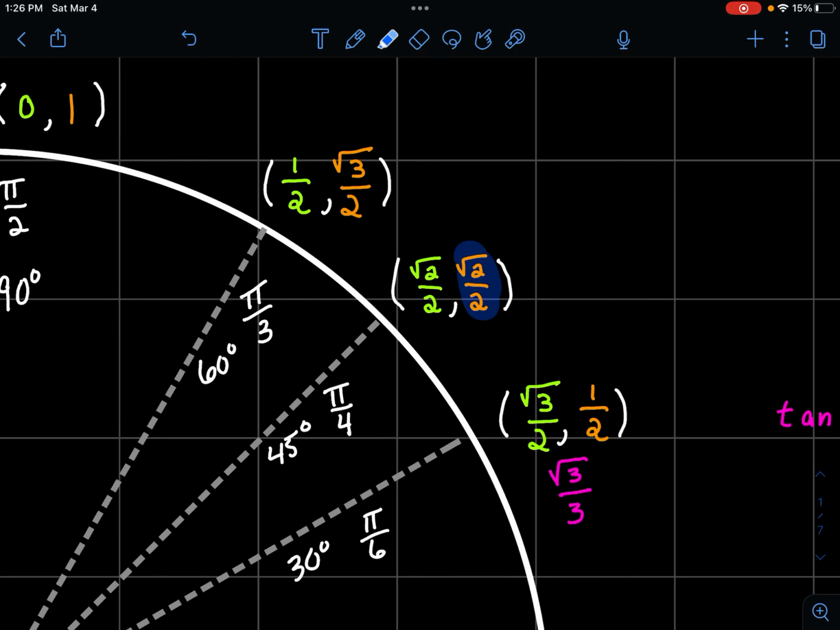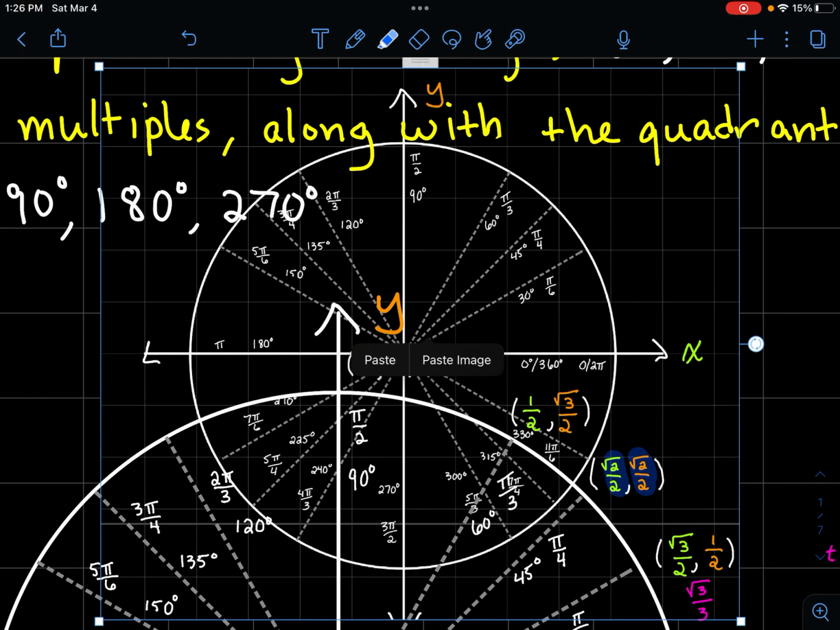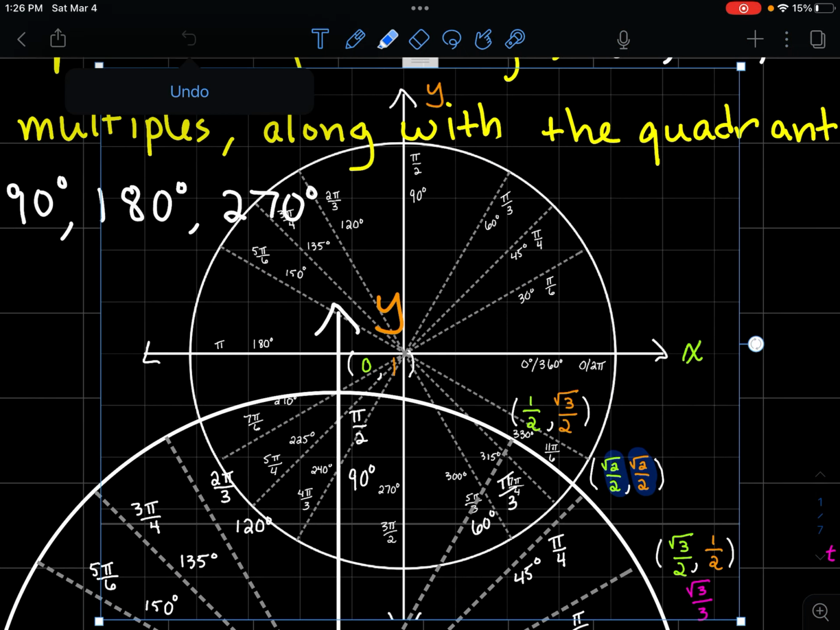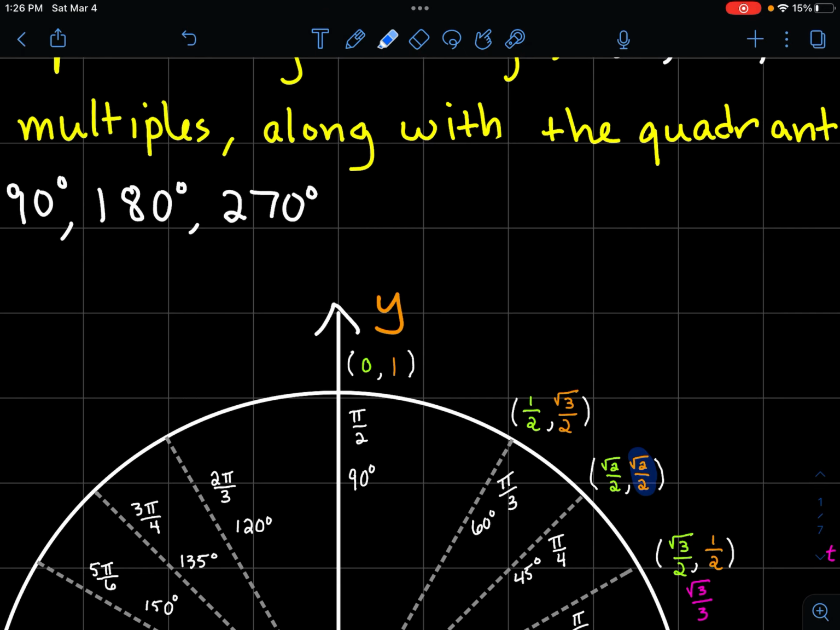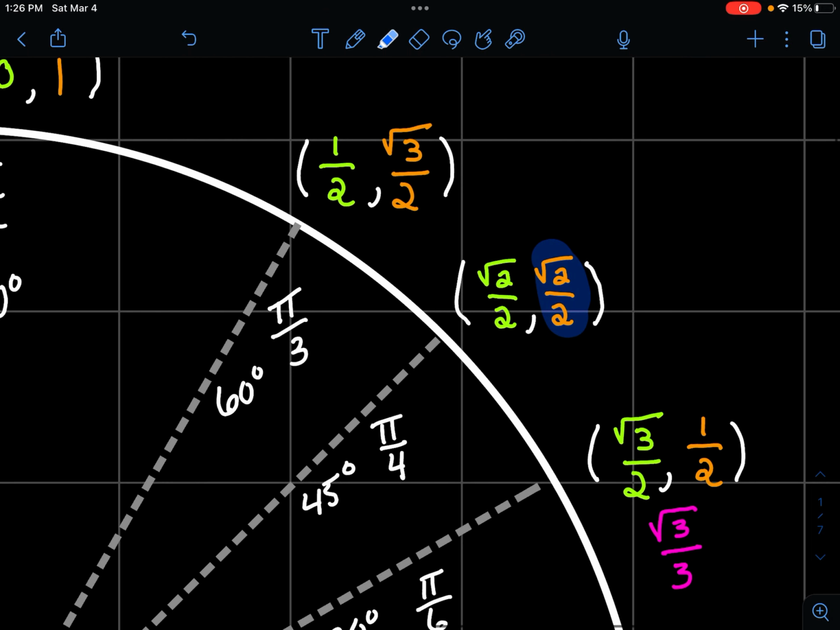Maybe you notice here that we would have y over x. That's something over itself. Oh, excuse me there. Go back to that. Y over x, that is something over itself, so that would give you a value of 1. Then root 3 over 2 divided by 1/2 will give you a tangent value of root 3.